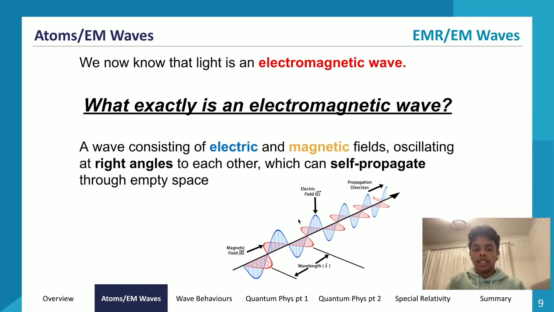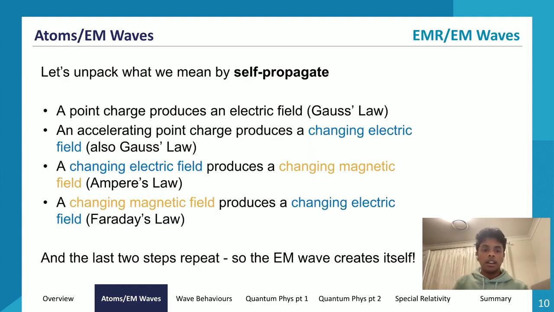The important things to consider about this definition is you need to make sure that you state that it consists of both an electric and magnetic field. You need to ensure that you say that they oscillate perpendicular to each other or at right angles to each other. And you have to make sure that you mention that electromagnetic waves can self-propagate. We'll look at this process of self-propagating in a bit.